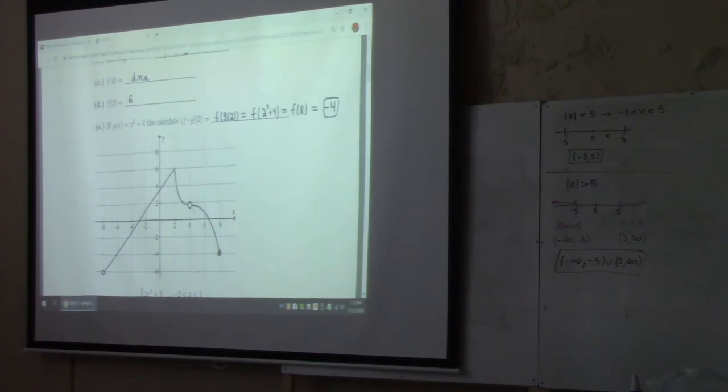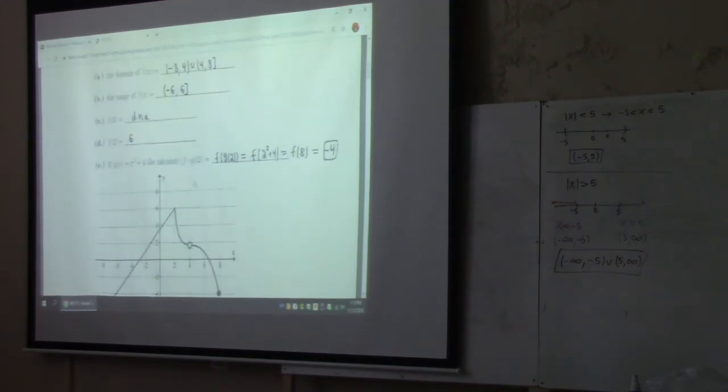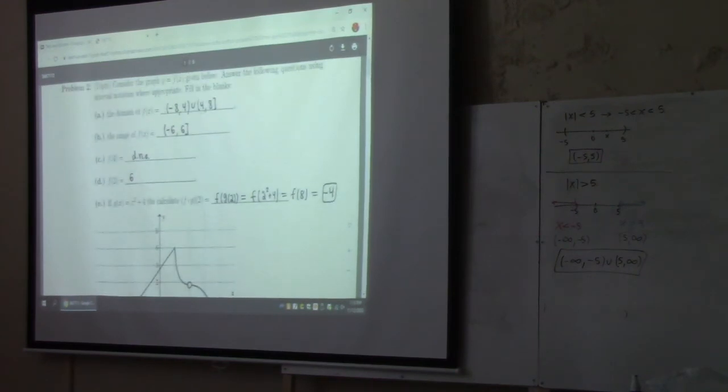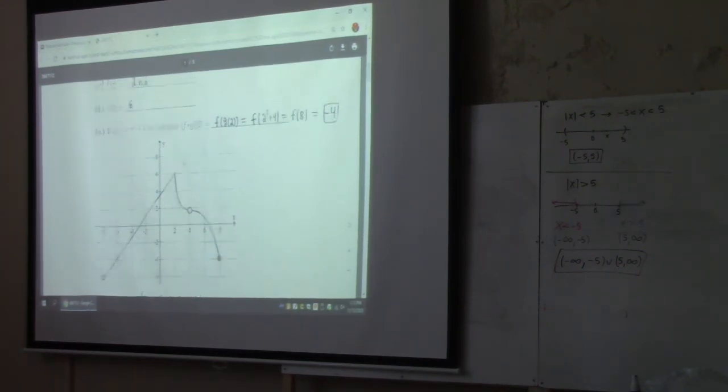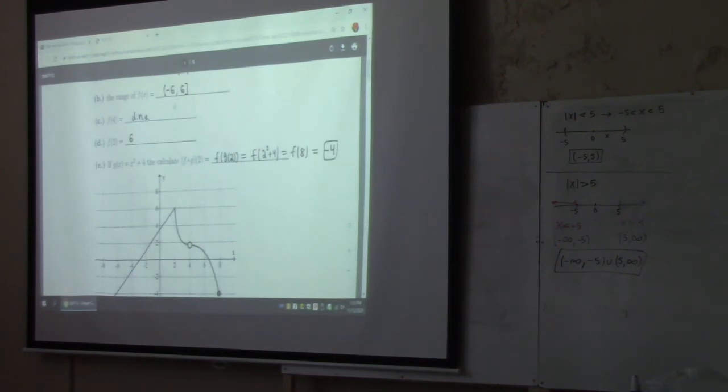And of course, those are holes in the graph, right? So that means that 4 is not in the domain, and -8 is not in the domain. So the domain is -8 to 4, unioned with 4 to 8. The range, on the other hand, hits everything between -6, not included, all the way up to 6, included. So the range was -6 to 6. F of 4 doesn't exist. There's a hole in the graph right there. F of 2 is right there, so it's 6.